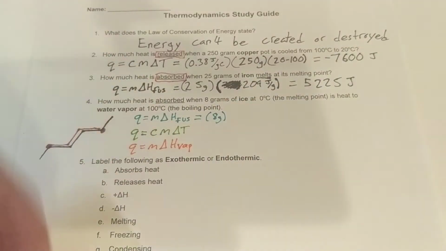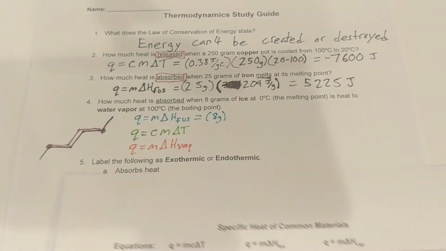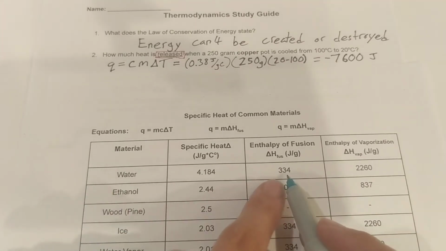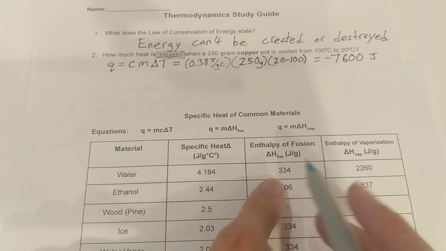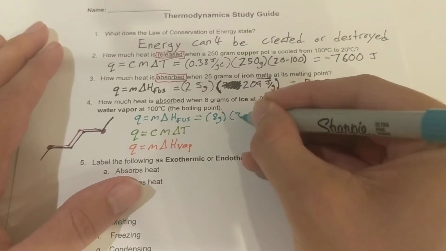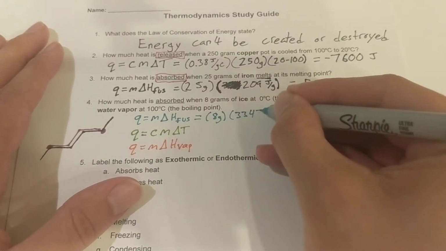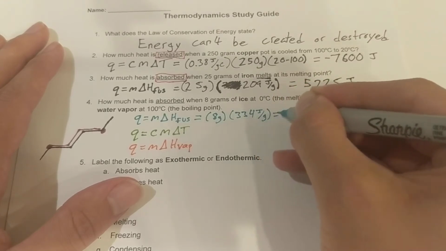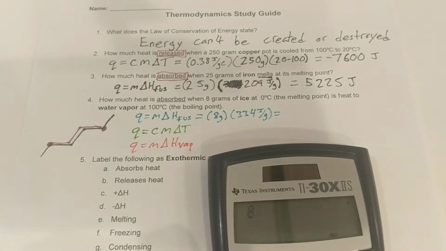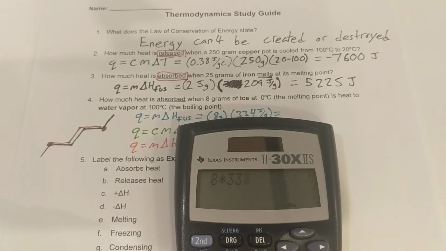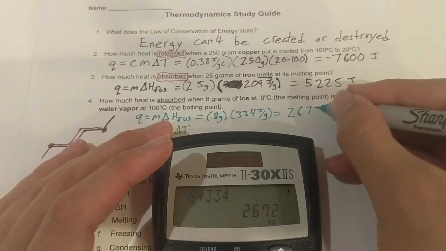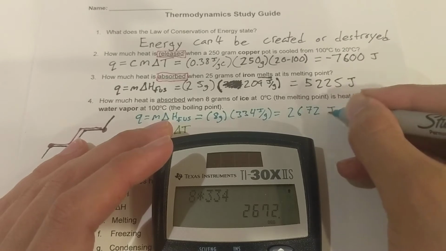And our enthalpy of fusion, we're going to bust that same table out here. Enthalpy of fusion of water, 334 joules per gram. And because we are melting, it'll be positive. So 334 joules per gram. And we'll throw that all in the calculator right now. 8 times 334 equals 2,672 joules.